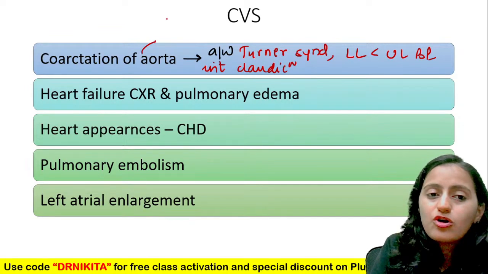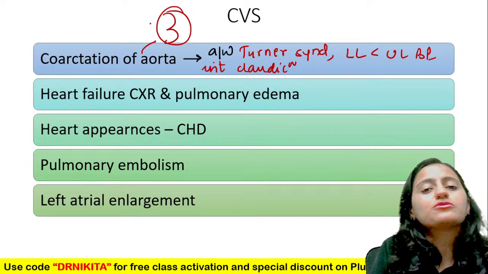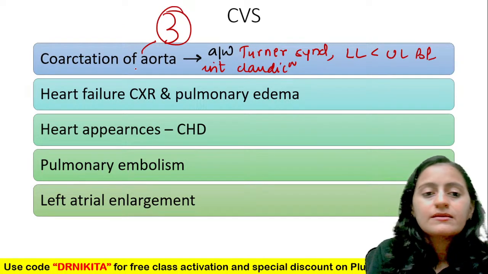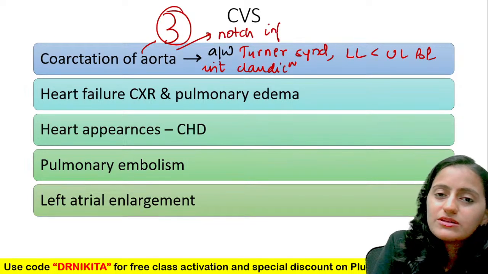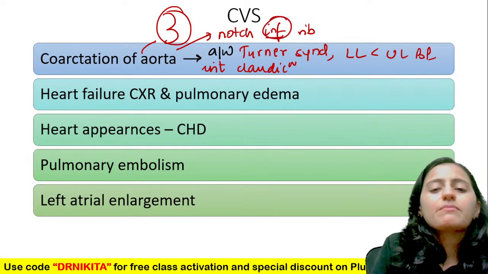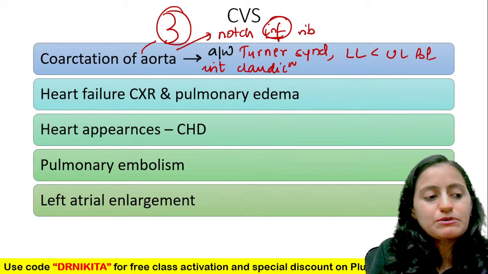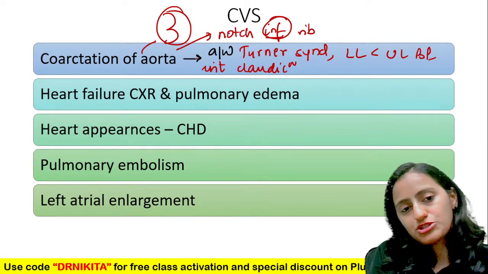And what you see in coarctation is the narrowing of the aorta, the figure of 3 sign. And very, very important, what notching do you see? The superior rib notching or the inferior rib notching? Remember, it shows inferior rib notching.